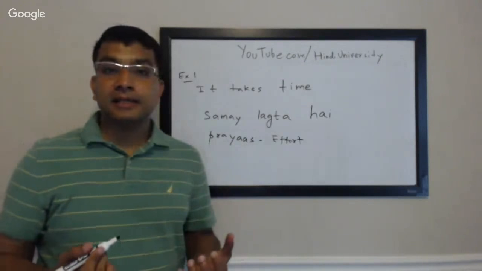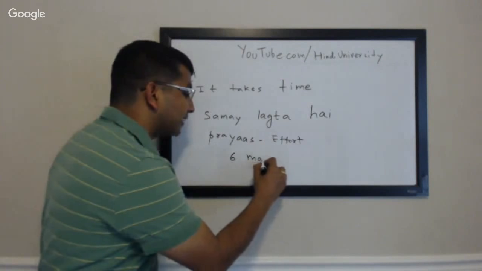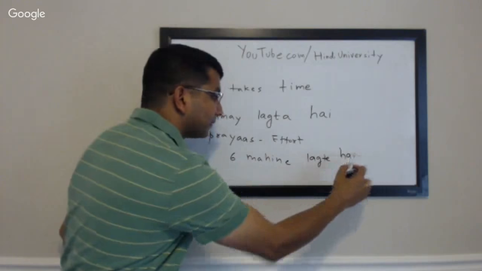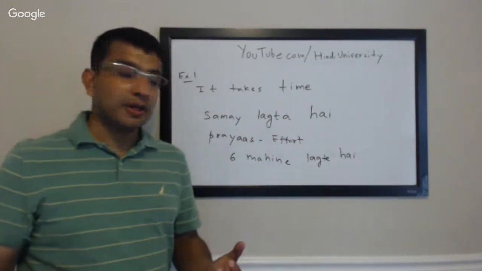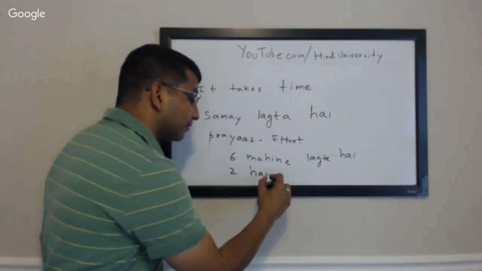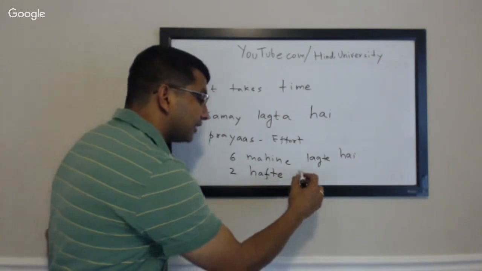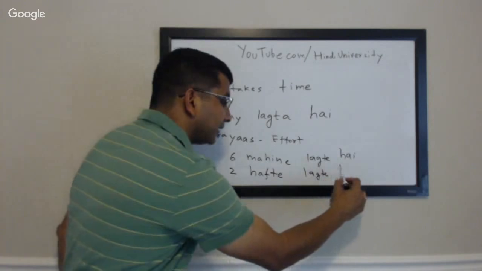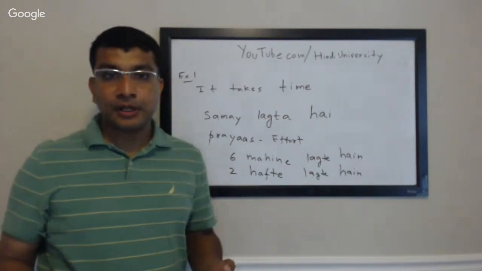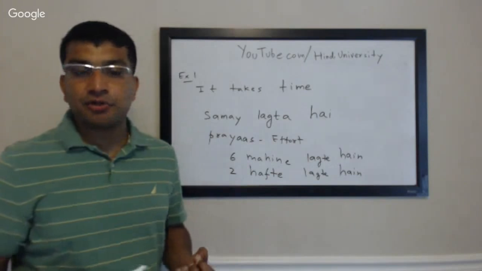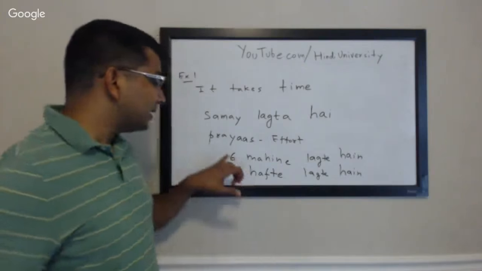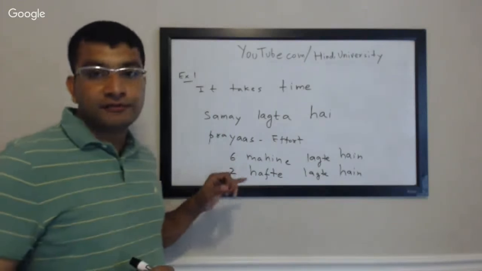To learn Hindi, you can say 6 mahine, and mahine is nothing but month. Okay, 6 mahine lagte hain. To learn dance on a particular song, you can say 2 hafte lagte hain. And hafte is nothing but week. So hafta is week and hafte is plural, right? So you will say 2 hafte lagte hain. Okay, 6 mahine lagte hain, 2 hafte lagte hain. These are the things you have to practice. You don't have to worry right now about the entire sentence. The entire sentence is like Hindi seekhne mein 6 mahine lagte hain, dance seekhne mein 2 hafte lagte hain.